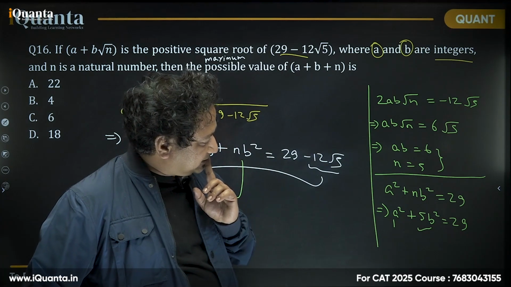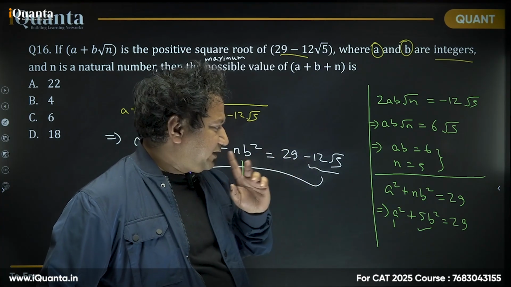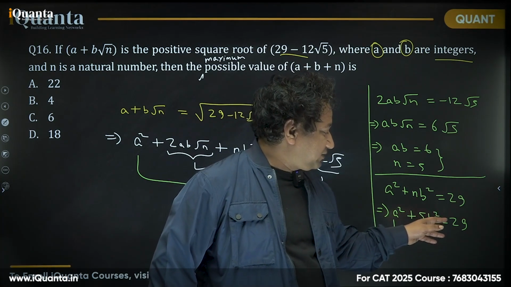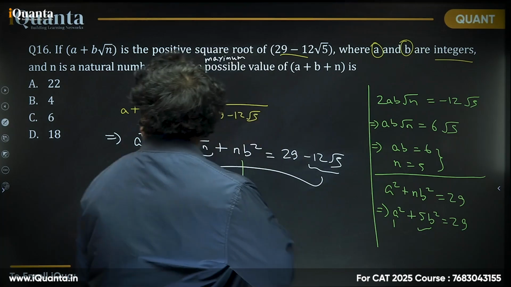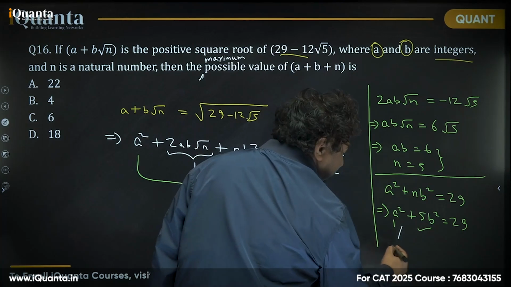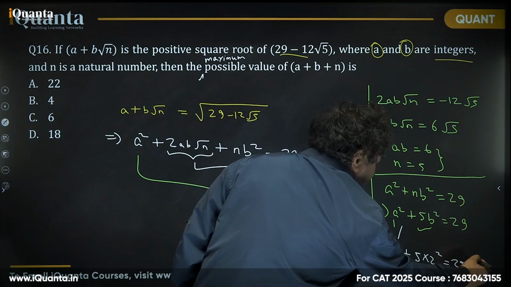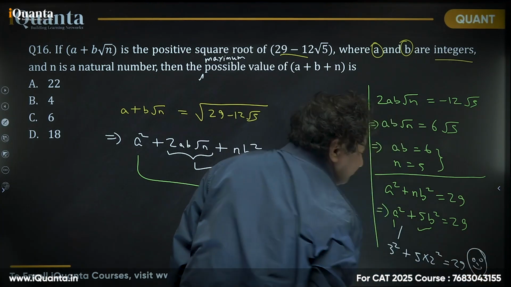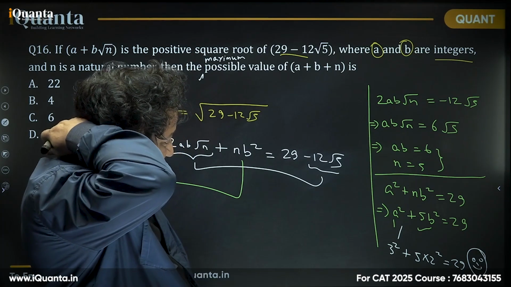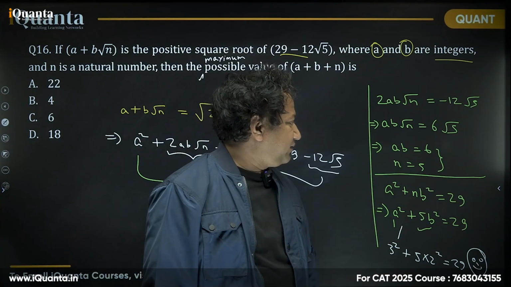What if I check 3 and 2, or 2 and 3? If I take a as 3, 3 square is 9, and b as 2, 2 square is 4, 4 fives are 20. Bingo. Taking a as 3 square and b as 2, 5 into 2 square, I'll get 29. Wow, my face is happy to see that. Here a is 3, b is 2, and n is 5, which makes 3 plus 2, 5, plus 5, 10 as the answer.